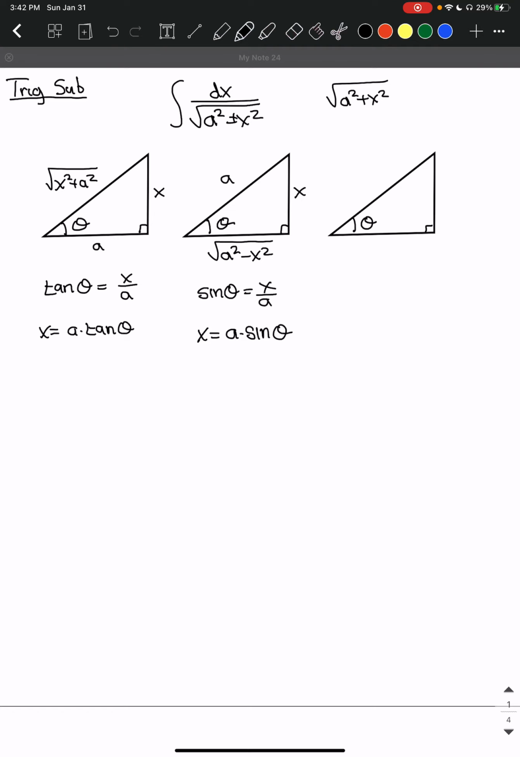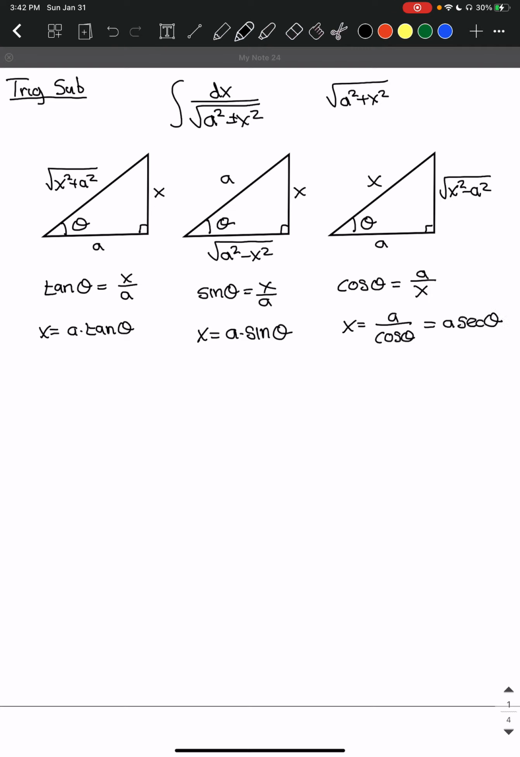And the very last one is involving cosine of some sort, right? So we have the square root of x squared minus a squared over here, which means that x needs to be along my hypotenuse and a needs to be the leg down here. What this means then is I can write cosine of theta is equal to a over x, but notice here I have to solve for x. This says x is equal to a over cosine theta, which means x is equal to a secant theta.